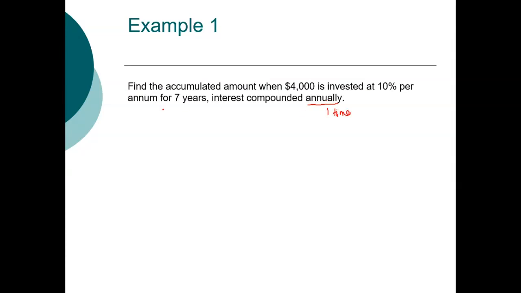Okay, so what we want to do is find the accumulated amount, so A, when $4,000 is invested, so that's our principal amount, at 10%, so 0.10, per annum, so that's per year, annum means per year, for 7 years, interest compounded annually. So the key word here is compounded annually.